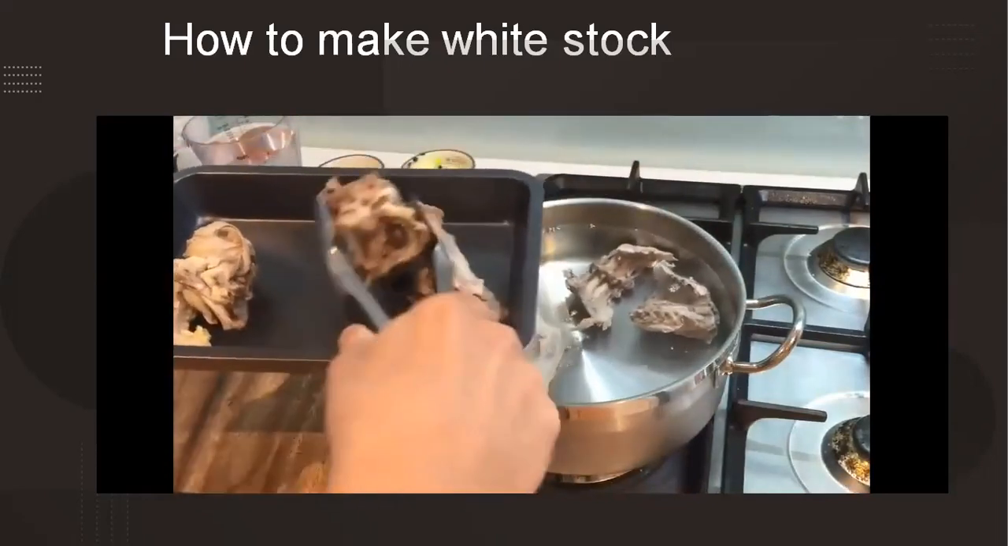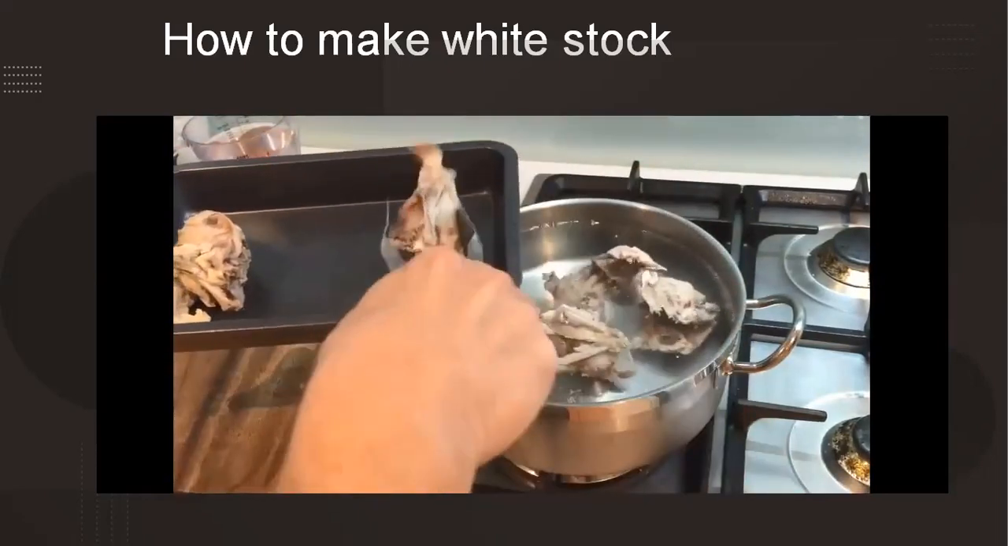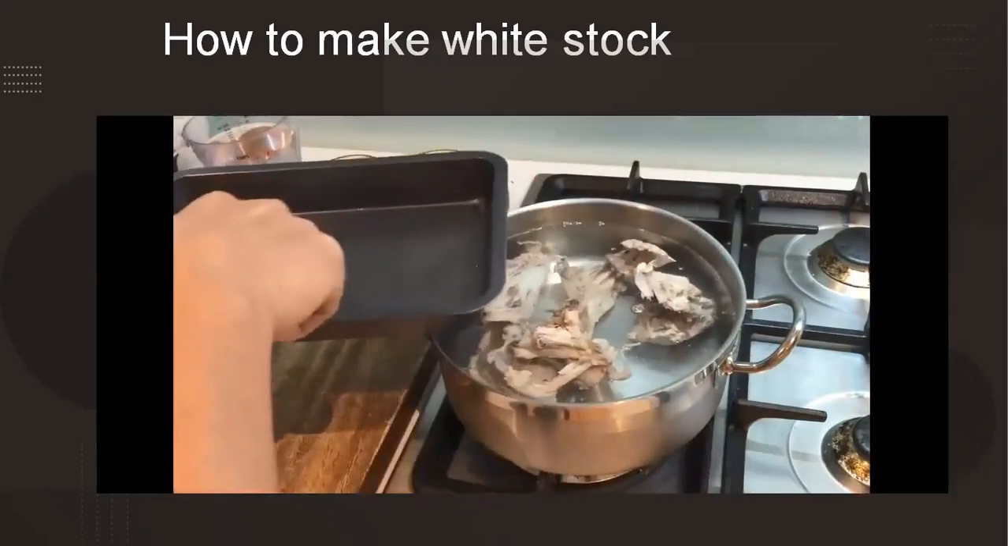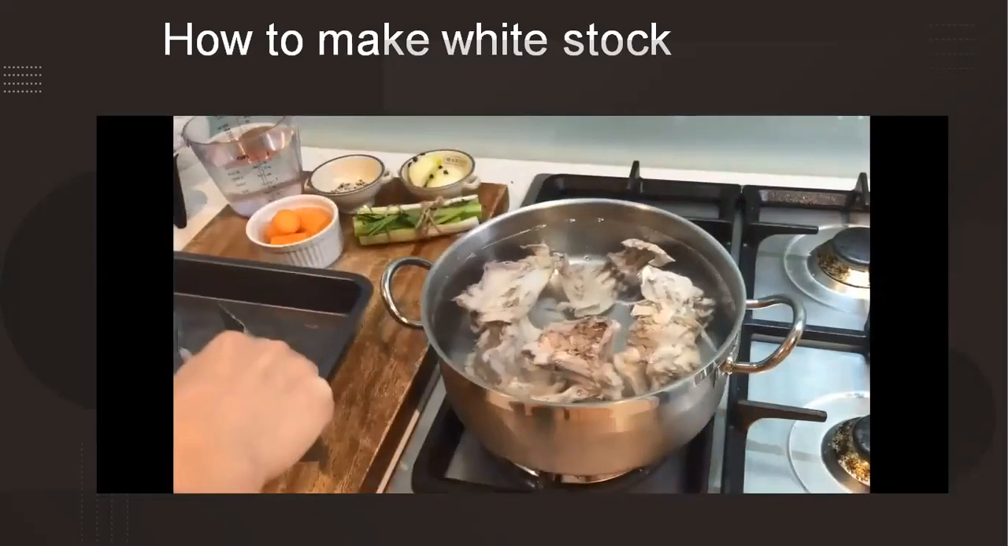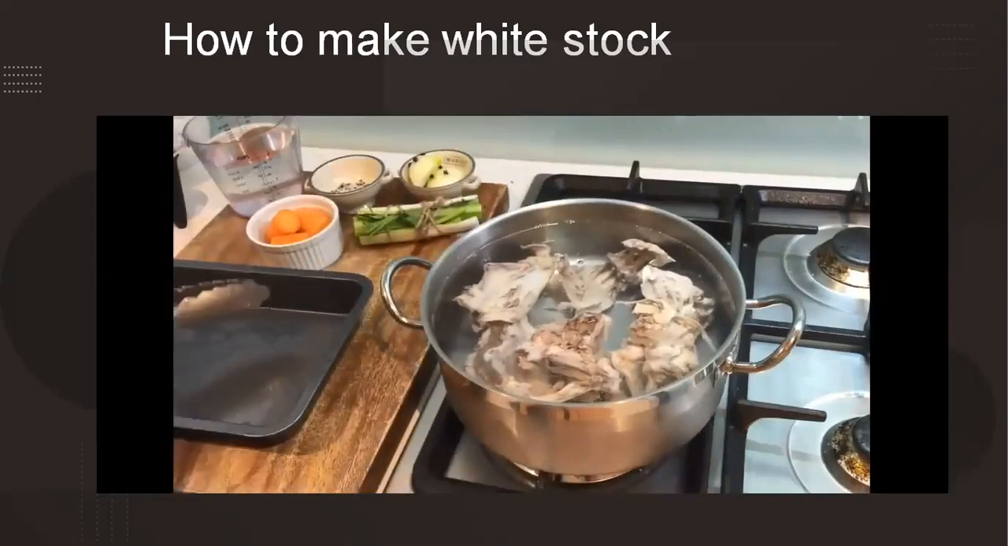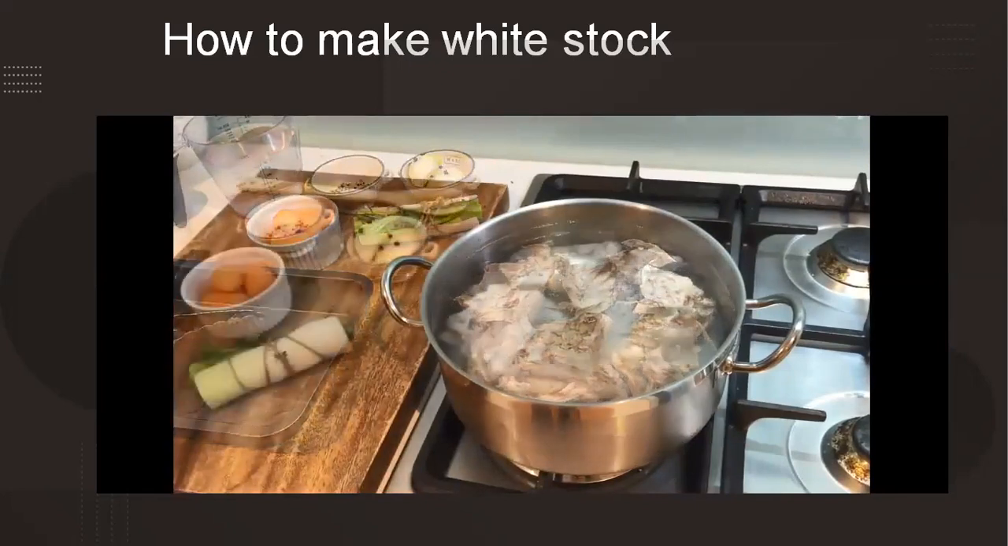At this stage, there is no salt or pepper to be added in the water. This is just pure cold water and only the chicken. I'm gonna repeat the same process this time, waiting for the water to boil, and when the water boils, we're gonna start adding our vegetables.